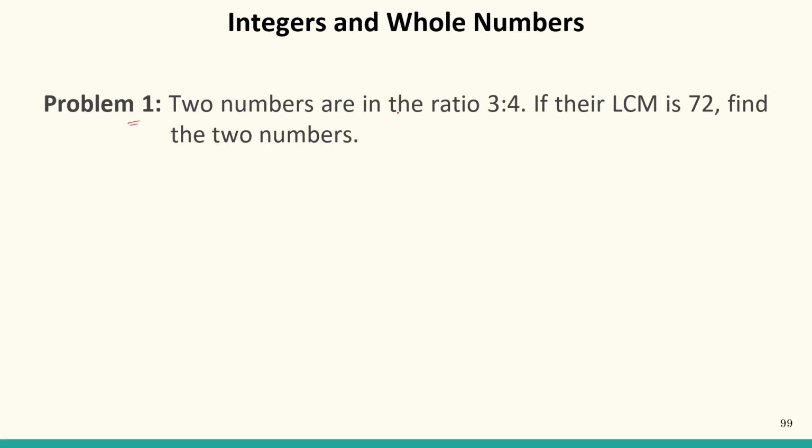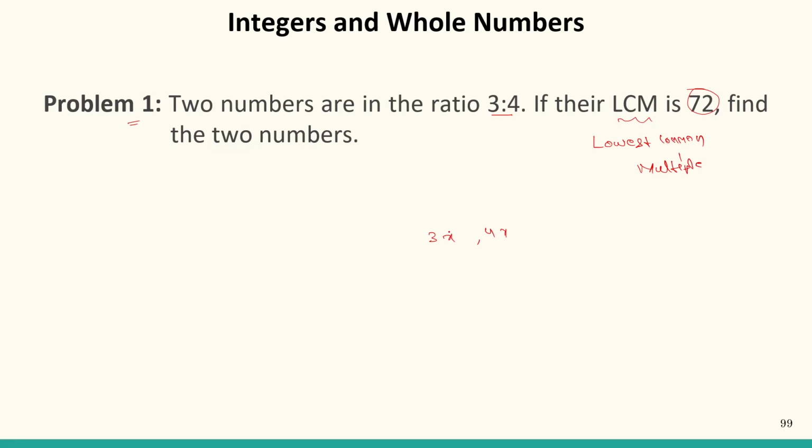Two numbers are in the ratio 3:4. If their LCM is 72, find the two numbers. LCM stands for lowest common multiple. Since their ratio is 3:4, let the numbers be 3x and 4x.